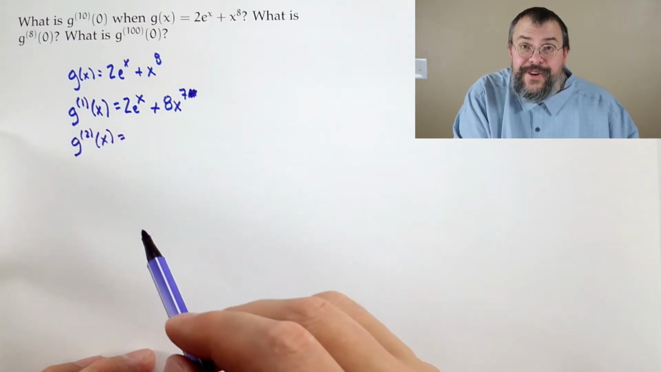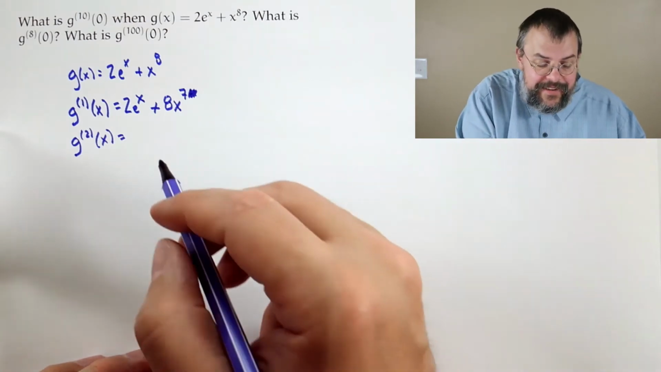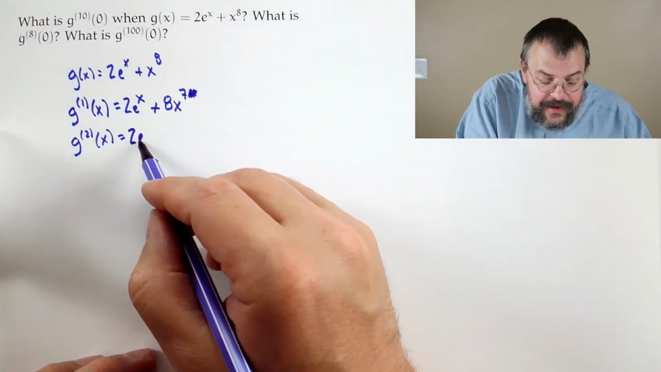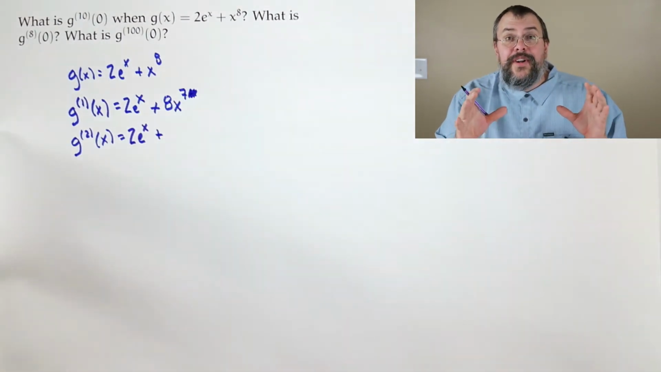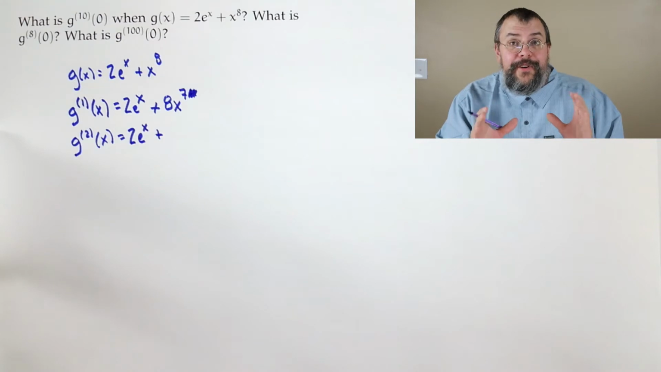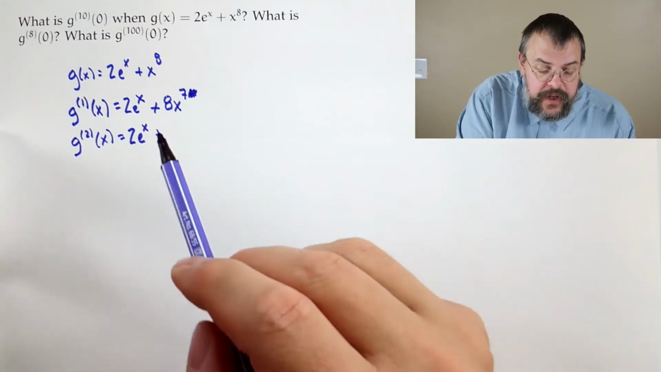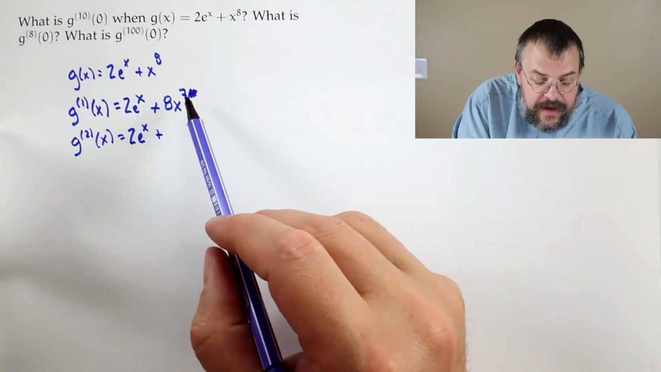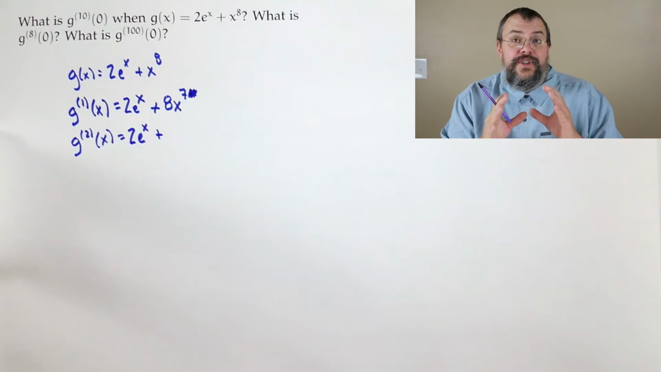Okay, derivative of 2e to the x is, well, it's still 2e to the x. Right, good, 2e to the x. Now, here's where we're going to test ourselves. What should we write down for the next derivative? Well, we know what's going to happen. There's an 8. Now the 7 is going to come down, x to the 6. Here's the question. What do we do with that 8 times 7?